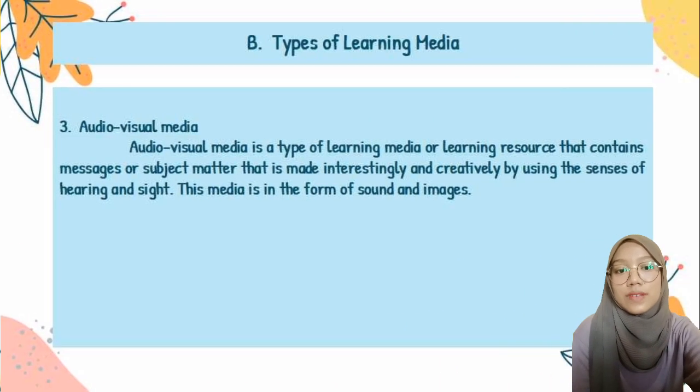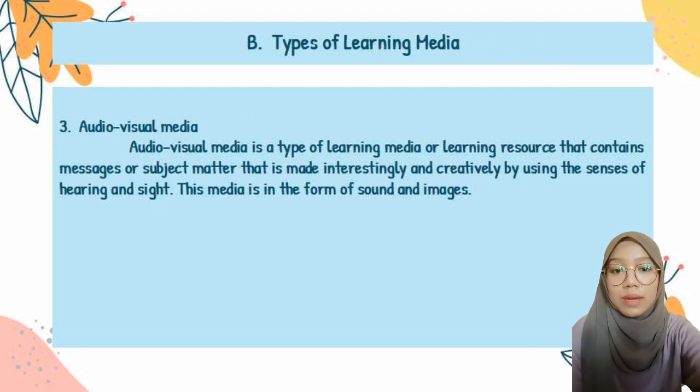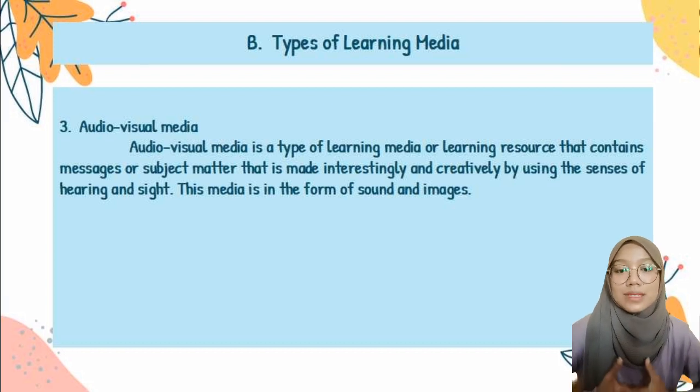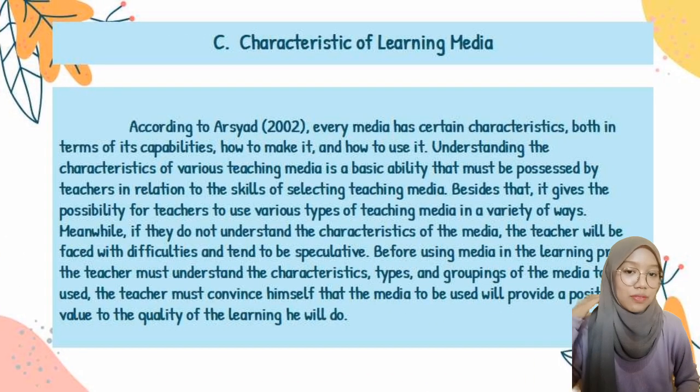Third, audio visual media is a type of learning media or learning resource that contains messages or subject matter made interestingly and creatively by using the sense of hearing and sight. This media is in the form of sound and image. And the last is characteristics of learning media.